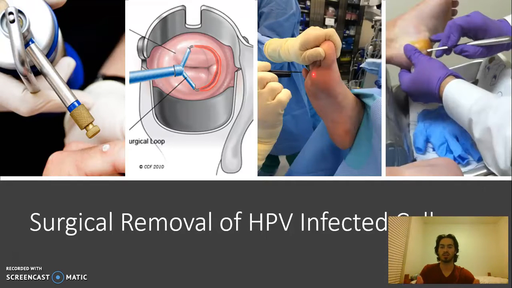This LEEP, a loop electrosurgical excision procedure, is most common, I believe, in cervical surgeries where you're trying to remove some of that tissue to prevent cancer. Then you have laser surgery, where you can just burn off the wart, and then far right, you have actual surgical removal.